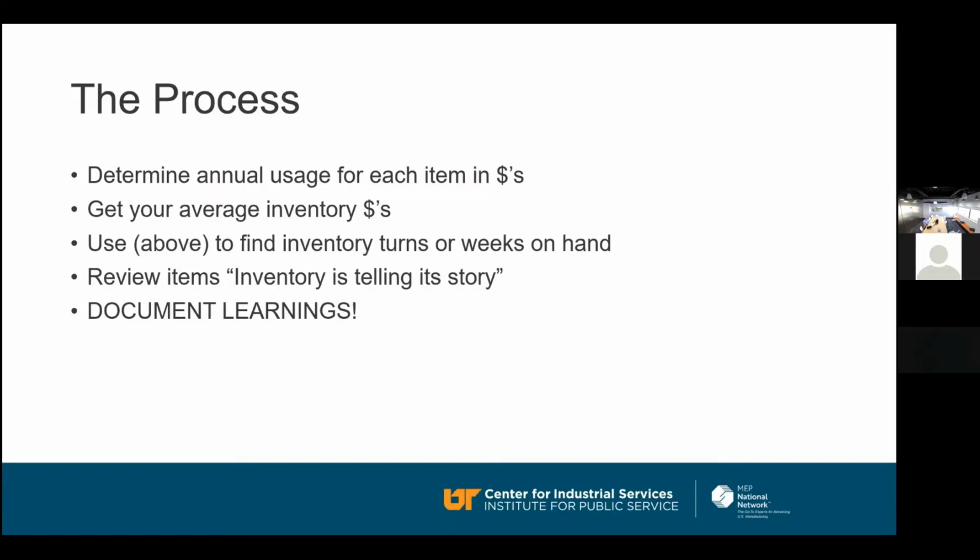So that's the reason why I say go for your average, so that you see where your inventory is holding at. And then you use the two above to find your inventory turns or weeks on hand. Those are two different ways of saying the same thing. Just basically how much it's moving, how much time you have before that inventory would be depleted if something were to happen. And then you review the items.